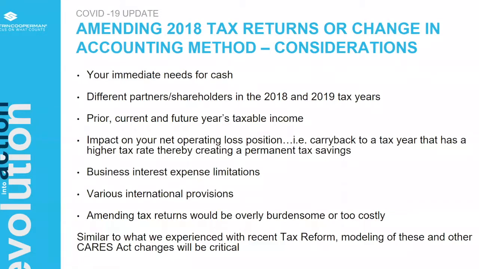So how do we determine the best year, the best method for taking this additional depreciation? Should we amend our 2018 tax return, change our method of accounting in 2019, or perhaps continue to use an incorrect method of accounting and change to a correct method in 2020 or some future year? This decision can depend on a number of different factors, including your immediate cash needs. As Sean mentioned before, you might have different partners in 2018 than you would have in a future year. Prior, current, and future years' taxable income, the impact on your net operating losses, the business interest expense limitation.